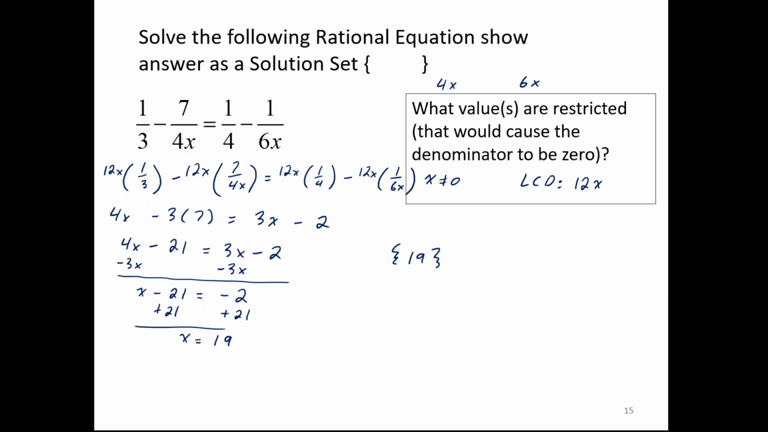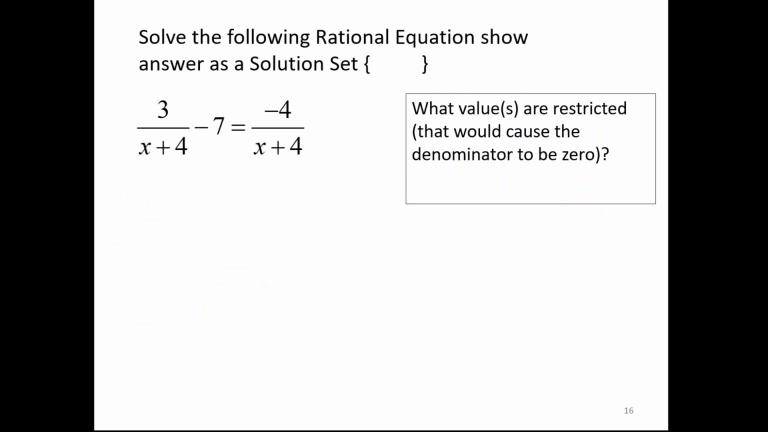All right. For our last example, solve the following rational equation. Show answer as a solution set. 3 over the quantity x plus 4 minus 7 equals negative 4 divided by the quantity x plus 4. We'll again look at our denominators, and there's only one denominator, x plus 4. It appears multiple times. X plus 4 is the only expression we have in a denominator. X plus 4 would be equal to 0 whenever x is equal to negative 4, so our restricted value is x is not equal to negative 4.